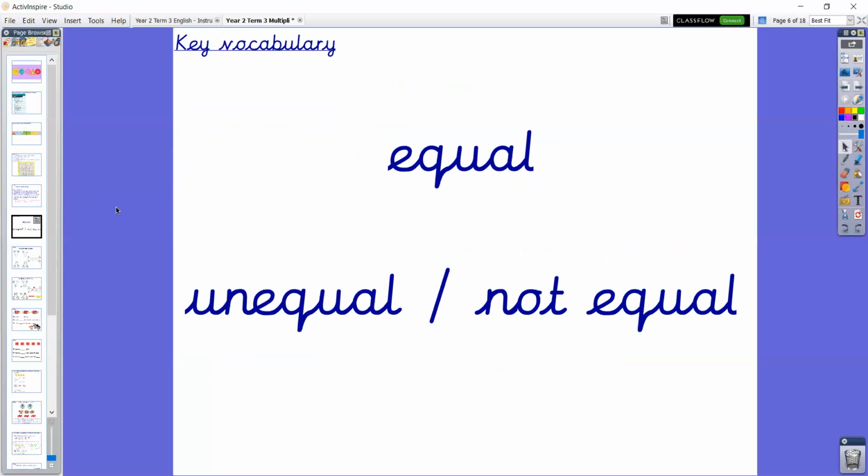Well done. So equal means that they have the same value or the same amount. And unequal has the same meaning as not equal. So it means there's not the same value, there is not the same amount.